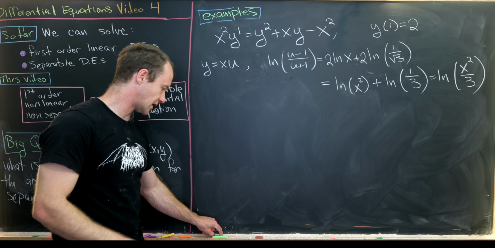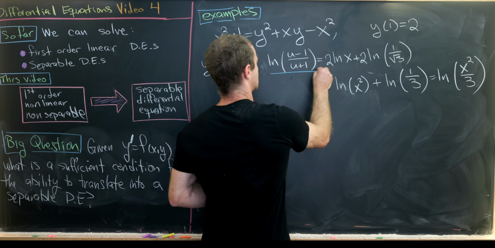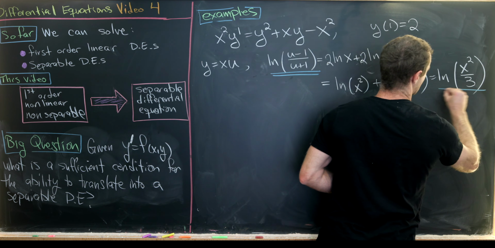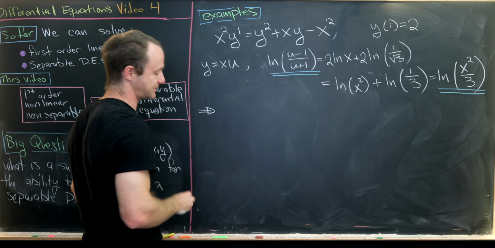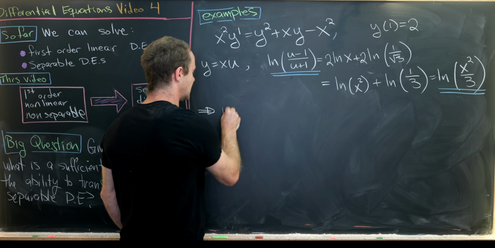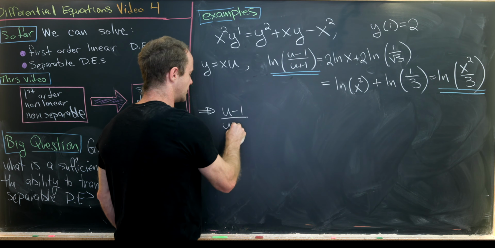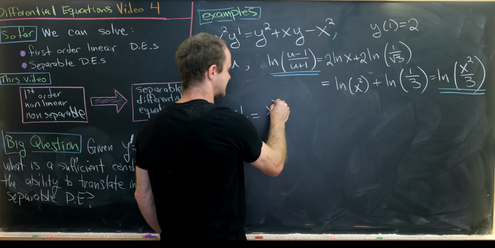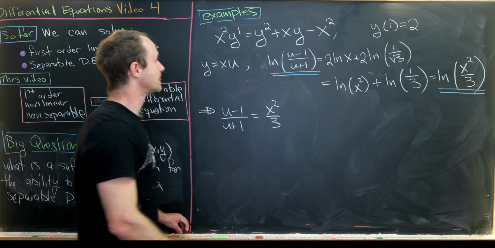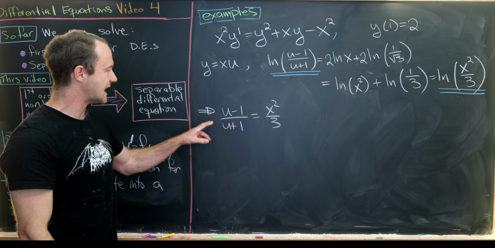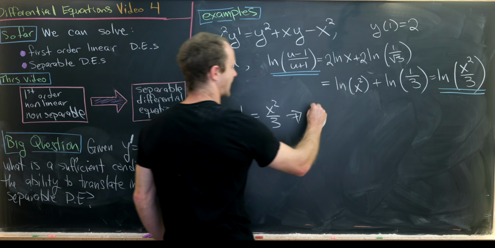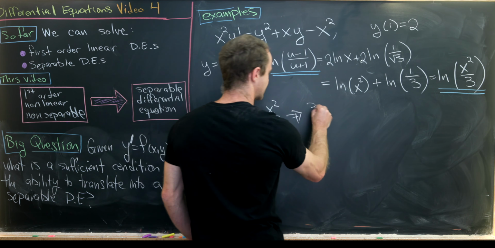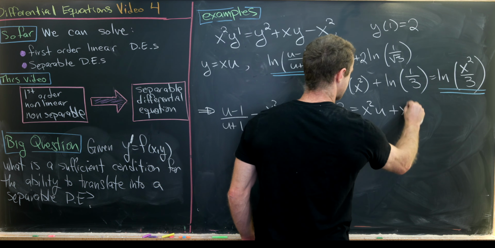Great. But now look, I've got a pure natural log on the left-hand side and a pure natural log on the right-hand side. That's a good place to be because that means I can exponentiate both sides, giving me u minus 1 over u plus 1 equals x squared over 3. So something like that. And now let's go ahead and solve for u. So we can do that by cross multiplying. That'll give us 3u minus 3 equals x squared times u plus x squared.